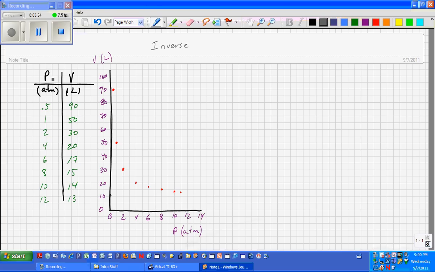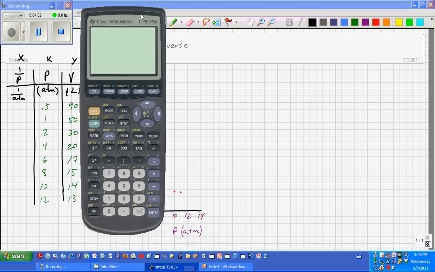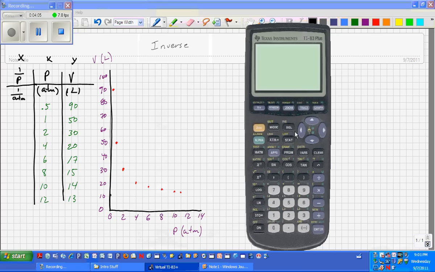So here I'm going to make another column. And again, this is my x, this is my y. This is going to become my new x, and instead of pressure, it's going to be 1 over pressure. And that's going to be in units of 1 over atmospheres, because I'm taking the reciprocal of both the variable and the unit. So I'm going to grab my calculator and do something kind of slick here. Turn it on. I'm going to make a list.